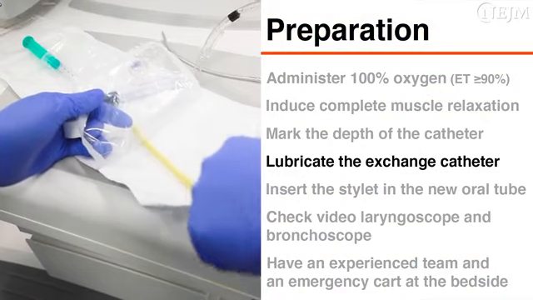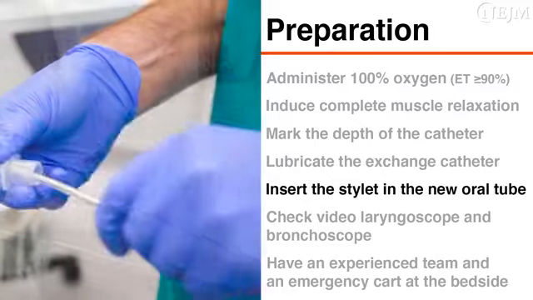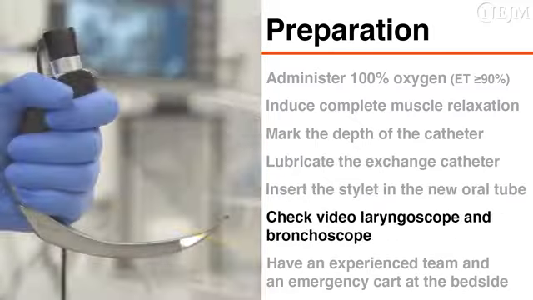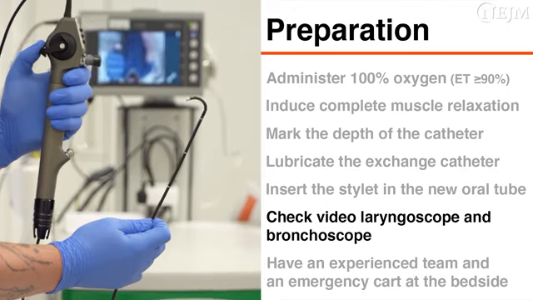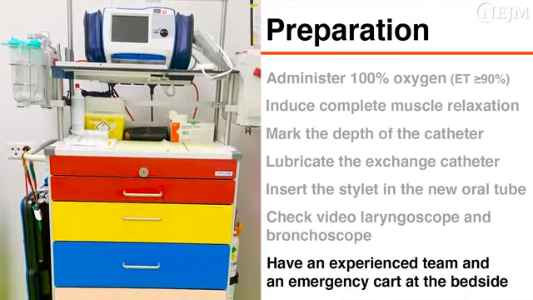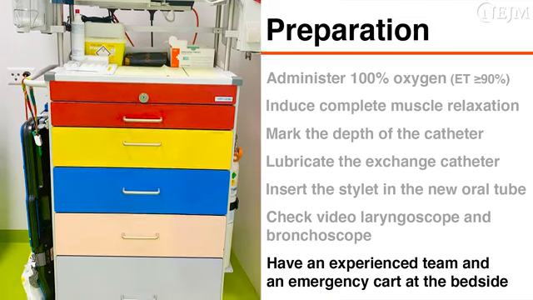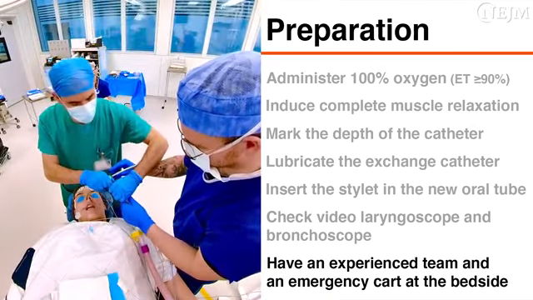Lubricate the airway exchange catheter. For the replacement of a nasal tube, insert the stylet into the new oral tube. Check the video laryngoscope and the flexible bronchoscope to make sure they are working properly. Also, make sure that you have an emergency resuscitation cart at hand in case the patient has a difficult airway. At least 2 persons who have experience with this technique should be present at the bedside.